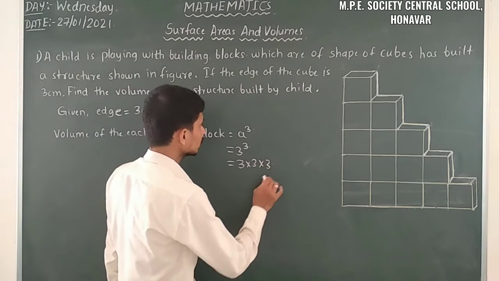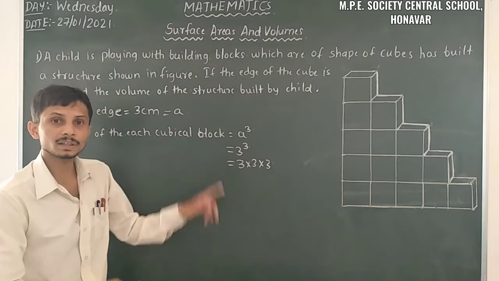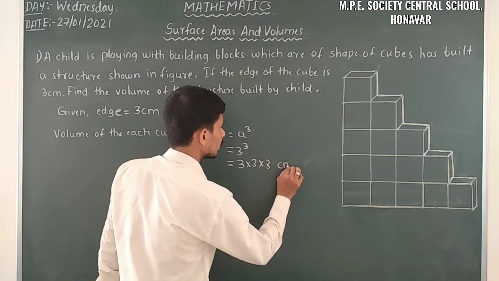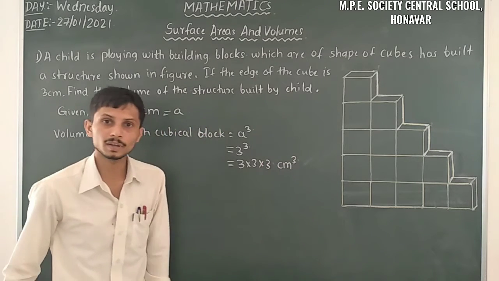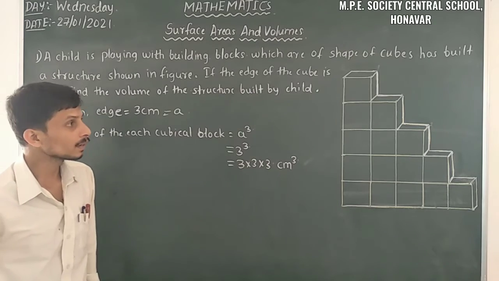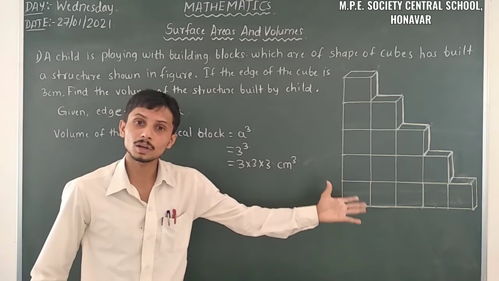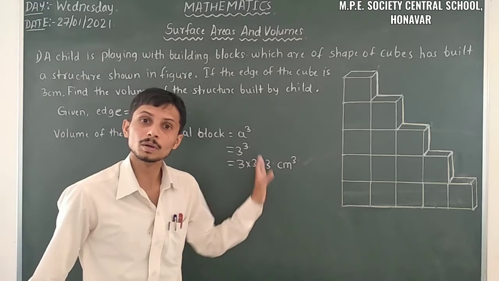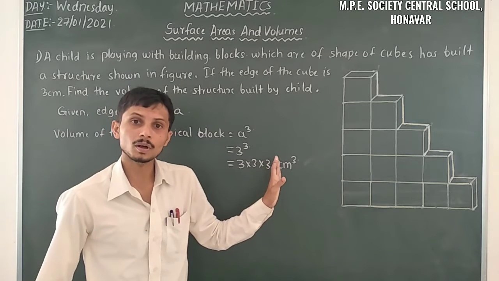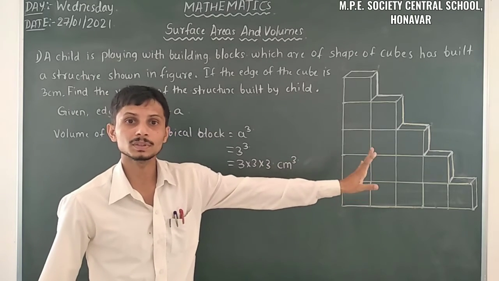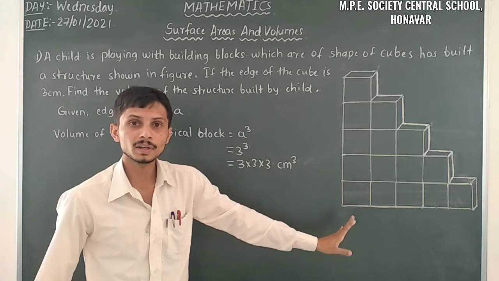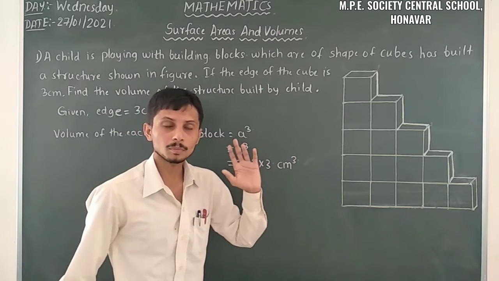This one is in the form of centimeter, that's why we can write it in centimeter cube. That is, it is a cubical unit we have to take. And then we have to find out the number of blocks. Here already we got the volume of each block, and from the number of blocks we get the complete volume of this structure. So we have to count the number of blocks here.